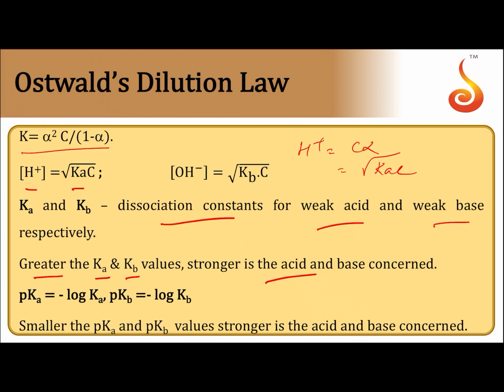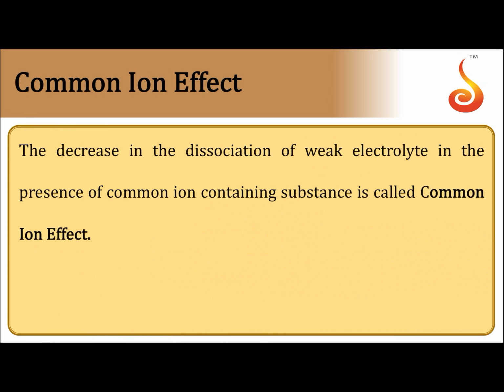The higher the value of Ka, Kb, the stronger the acid. So higher Ka, Kb values imply a stronger acid. pKa is given by minus log Ka and pKb is minus log Kb. If the value of pKa and pKb is smaller, the acid strength and base strength will be higher. So the smaller the value of pKa, the stronger the acid. The smaller the value of pKb, the stronger the base. So a higher value of Ka or a smaller value of pKa means a stronger acid.